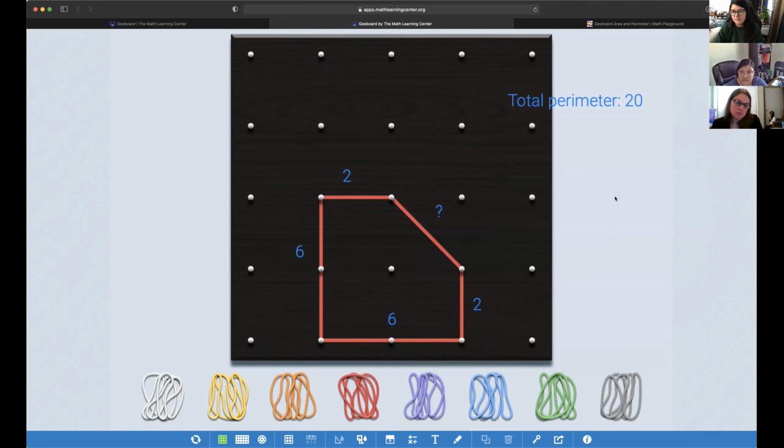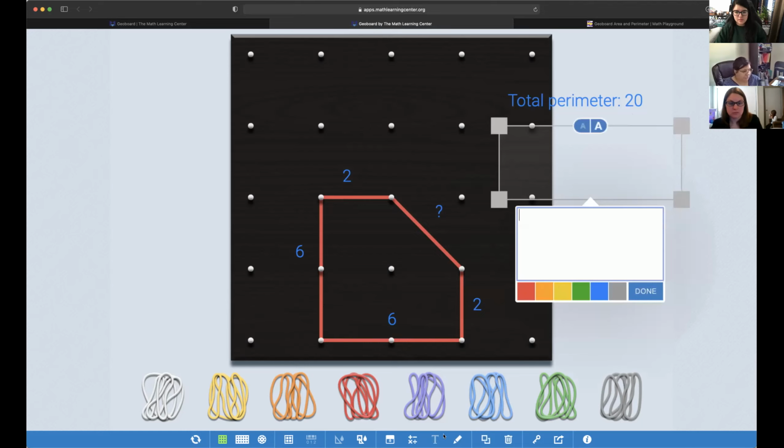I can subtract 20 from the total lengths that are shown. Right, so we're going to go ahead and add these up, and then we're going to subtract that from the total, because this side length added with these side lengths has to equal this 20, right? So we're going to go ahead and do 6 plus 6 plus 2 plus 2. So can anyone tell me what 6 plus 6 plus 2 plus 2 is?